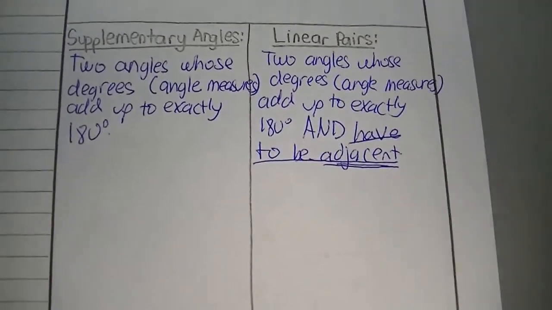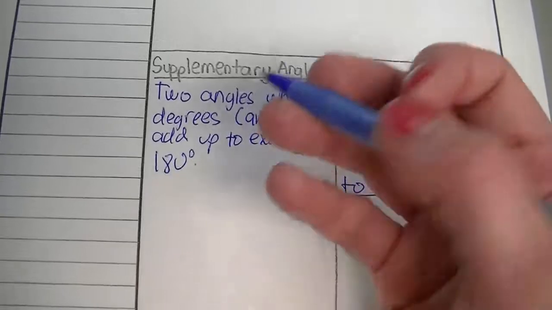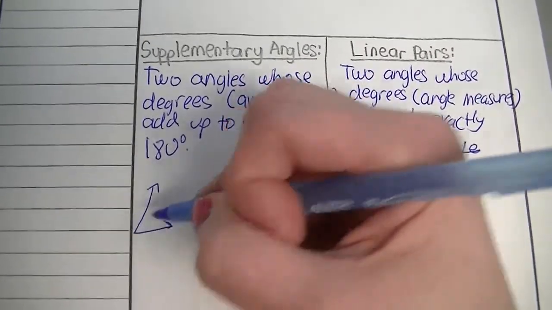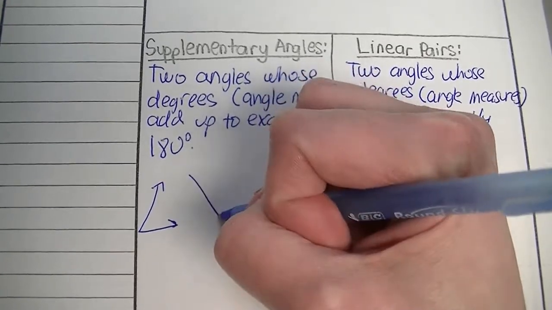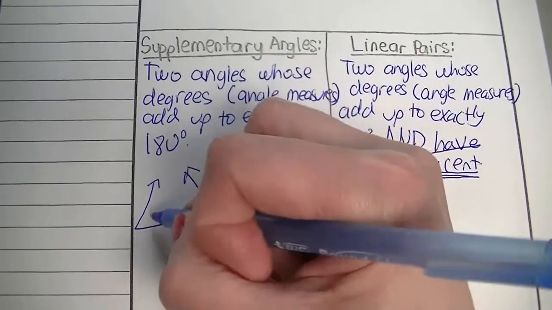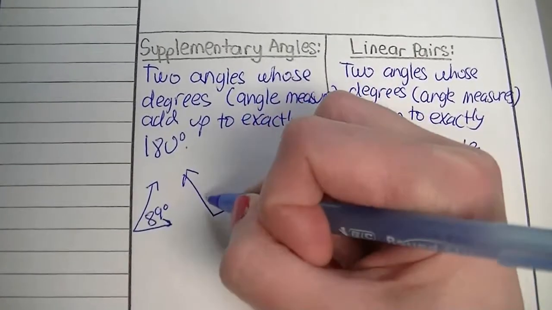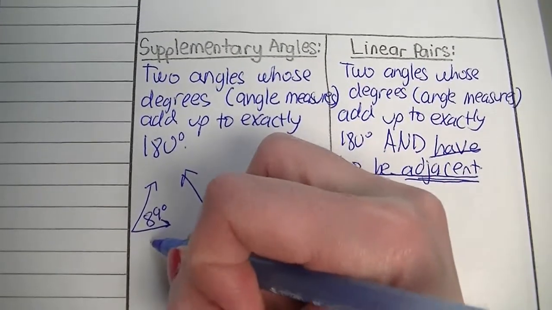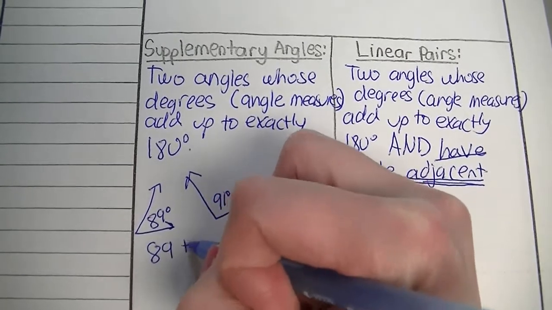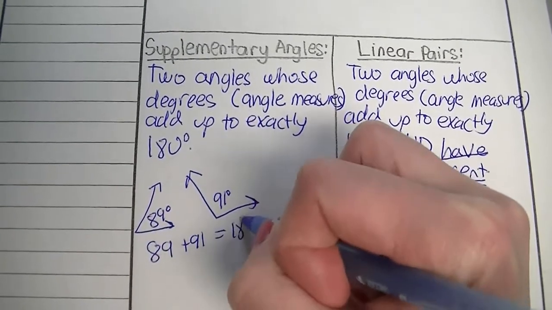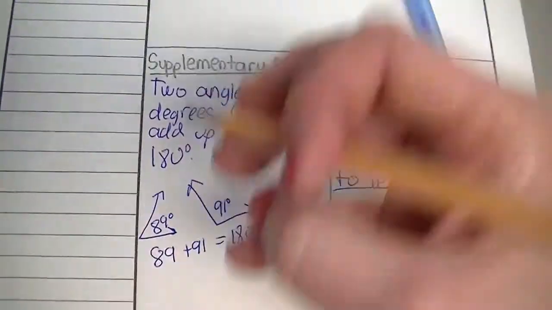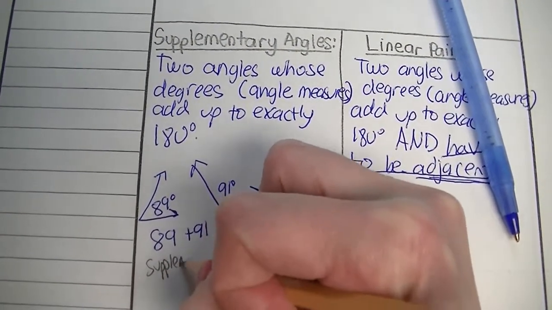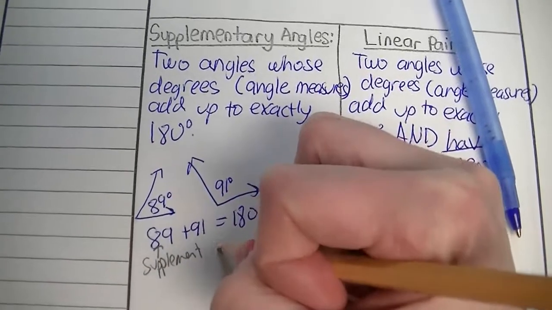Alright, so we're going to go ahead and sketch just some examples. Here's some supplementary angles. This is not drawn to scale because I obviously don't have a protractor in my hand. So this is 89 degrees and this is 91 degrees. These two angles are supplementary because 89 plus 91 equals 180 degrees. So this 89 degree angle is a supplement to this one right here.